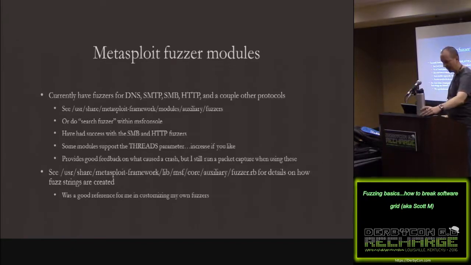That big, long, ugly path there to fuzzer.rb is the Ruby code for how fuzz strings are created, and that's worthwhile to look at. You don't have to know Ruby to interpret this, even if you've only done just a tiny bit of programming. If you look at it and run down through it, it'll make sense, and you can see how Metasploit builds the fuzzer, the fuzz string. So it's a pretty good reference.